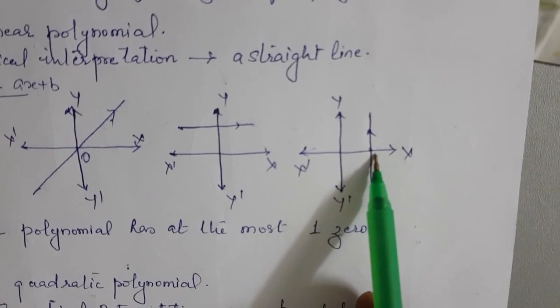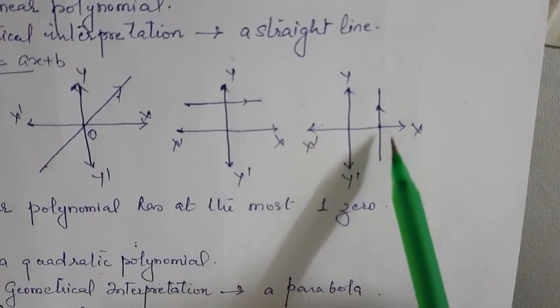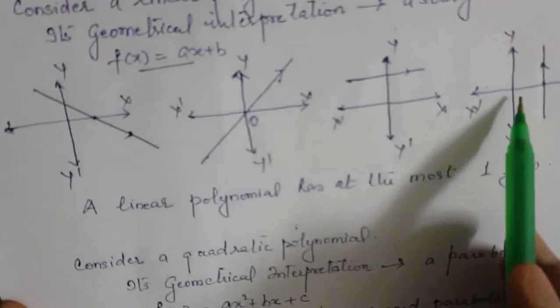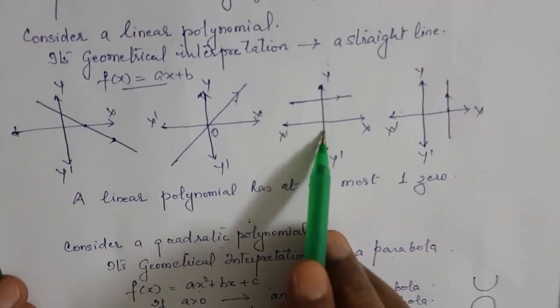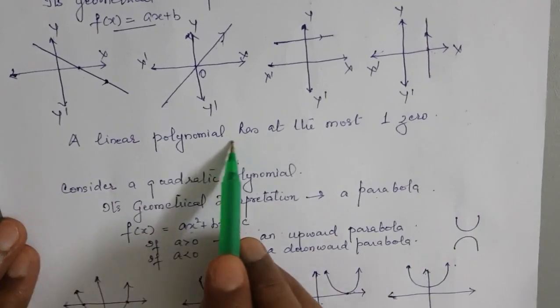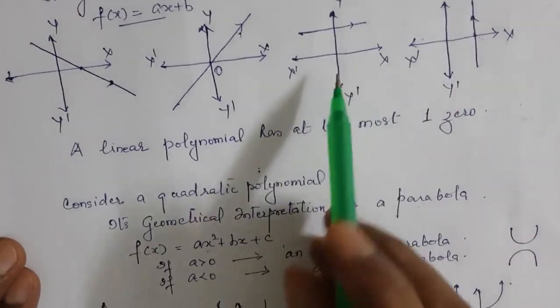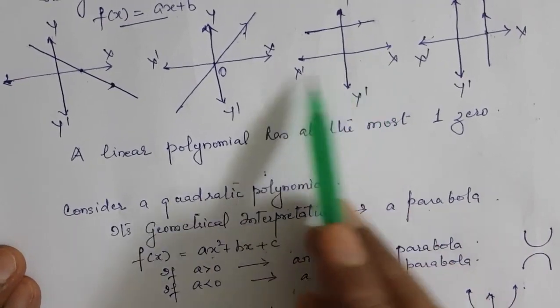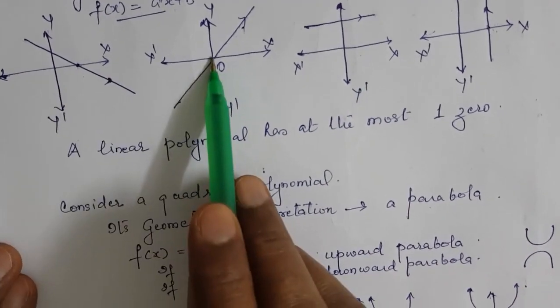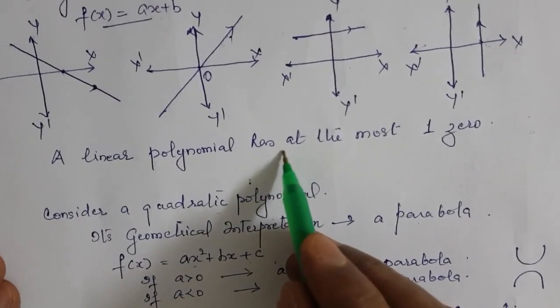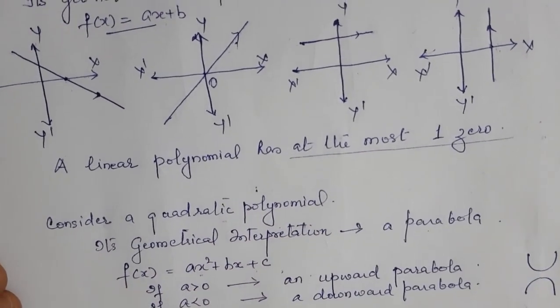So the point where the line is crossing the x-axis will give you the zero of the linear polynomial. So a linear polynomial has at most one zero, as we have seen that it has either 1 zero, 1 zero, no zero, or 1 zero. So we can say that at most it has 1 zero.